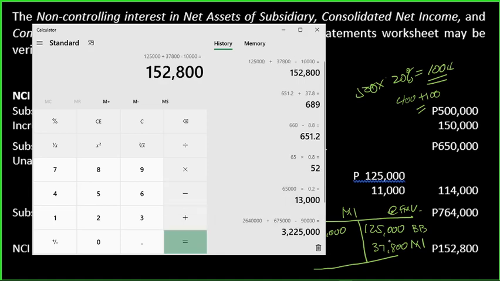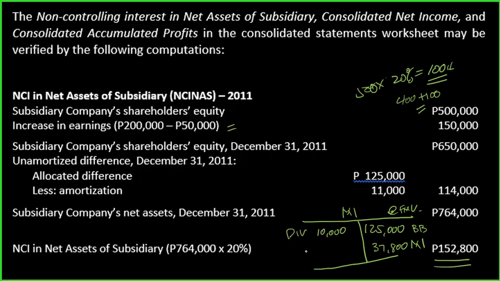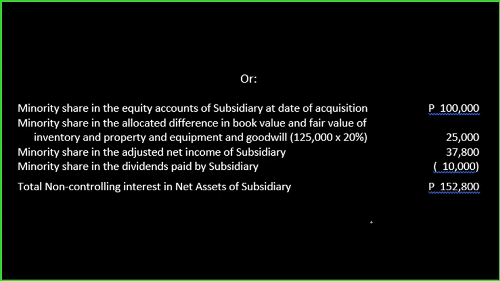Huwag magkakamali. That's now your ending balance, 152,800. Accounts na lang, mas madali pa. Intindihin ito, 500 plus 150, 650, allocated difference na 125, less amortization na... I prefer this approach. Ayan. It's like Rexona. It won't let you down. Okay? And ayun, ito pala oh. Ayan, parang nag-T accounts ka lang.